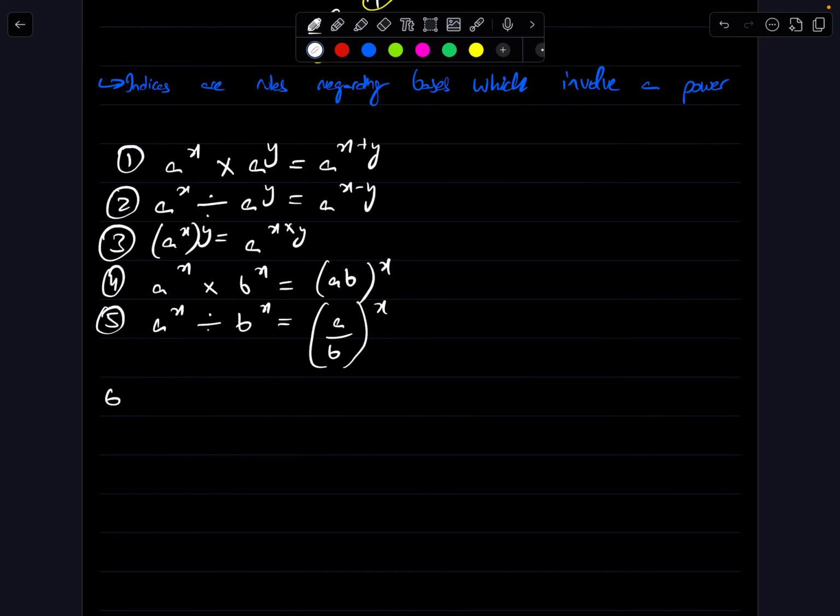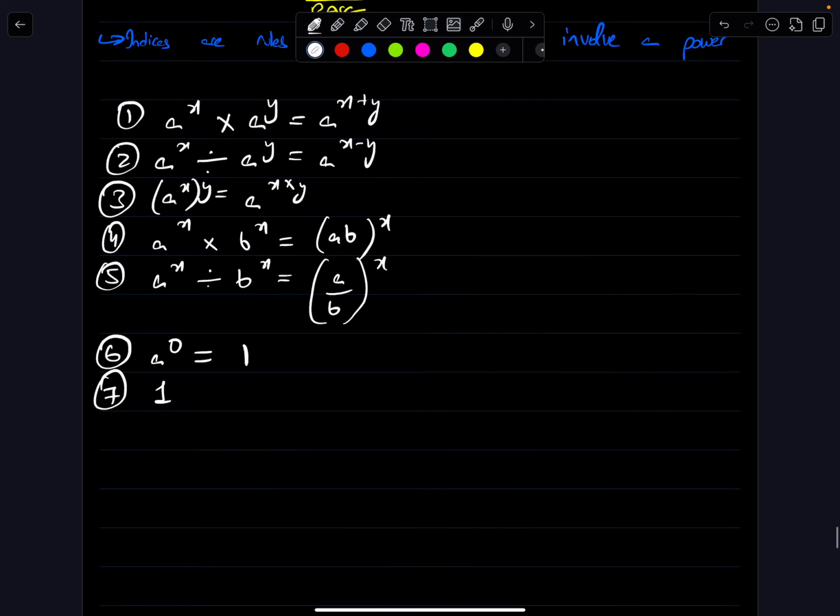And then the sixth rule, that is a to the power 0. So anything to the power of 0 is 1. What if we have 1 to any random power? Let's say infinity. It would still be 1. 1 to any power is 1. Rule number 8, a to the power 1. Anything to the power 1 is always the thing itself.